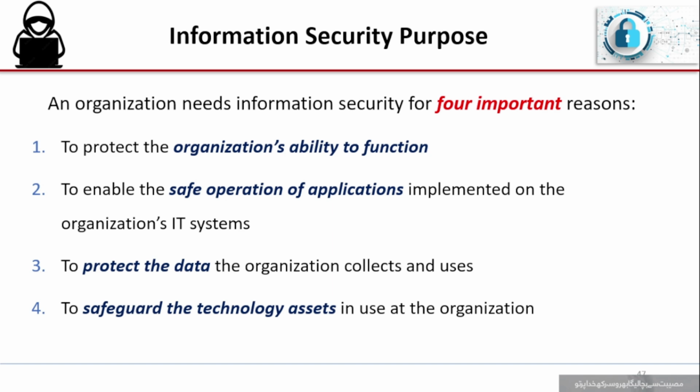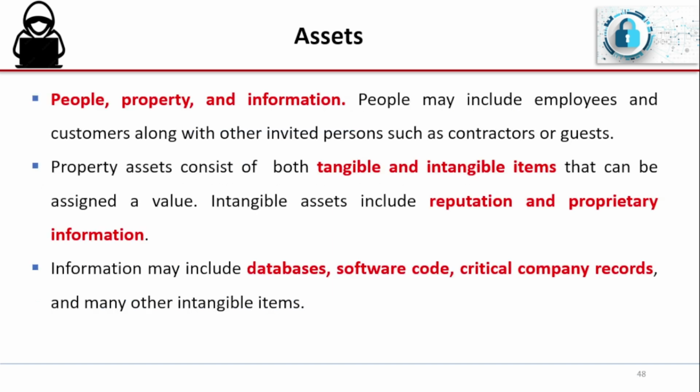So information security is there to keep the system working, so that no hacker can get into the system and attack it, and your availability is gone. Then second is the safe operation of applications. Obviously you want to use the application safely. Then, to protect your data and to safeguard the technology assets in use at the organization.